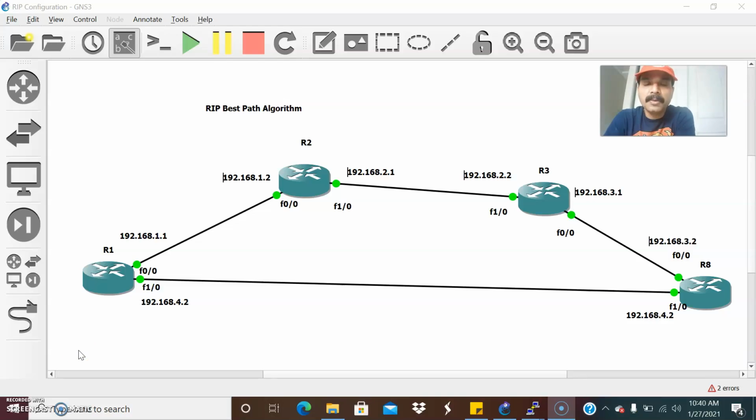And today the topic I'm going to discuss is the RIP best path algorithm. RIP always uses the hop count for finding the best path to the remote destination network. Here I connected the architecture R1, R2, R3, and R8. From R1 there are three hops, one, two, three, to reach R8, and this is the shortest path. I'm going to show how RIP finds the best path using hop count in this architecture.